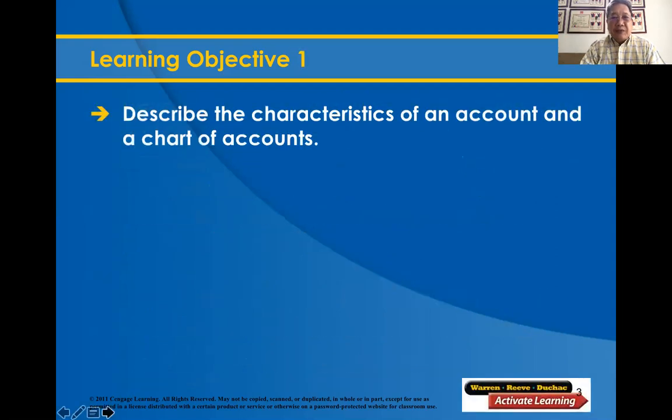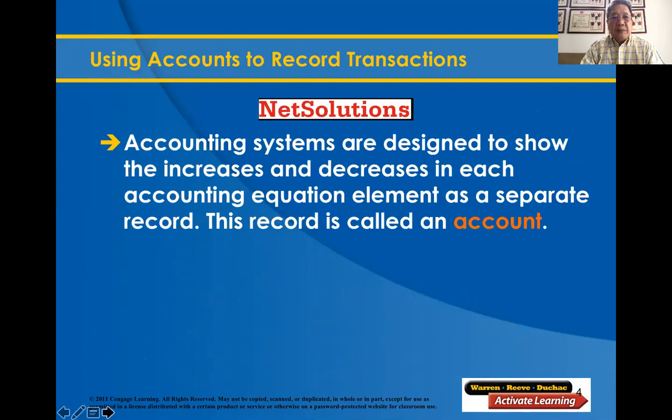So first and foremost, describe the characteristics of an account and the chart of accounts. Accounting systems are designed to show the increases and decreases in each accounting equation element as a separate record. This record is called an account. In the previous chapter, we discussed the increase and decrease and the effects of each and every transaction sa accounting equation. A is equals to L plus OE, or owner's equity or capital.